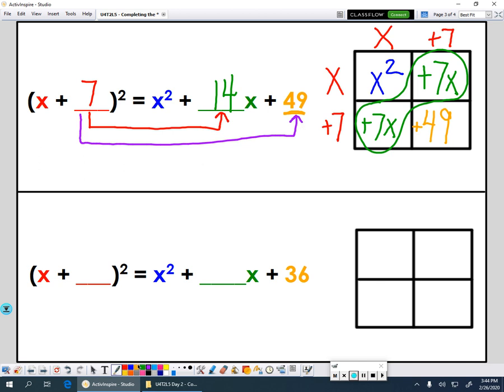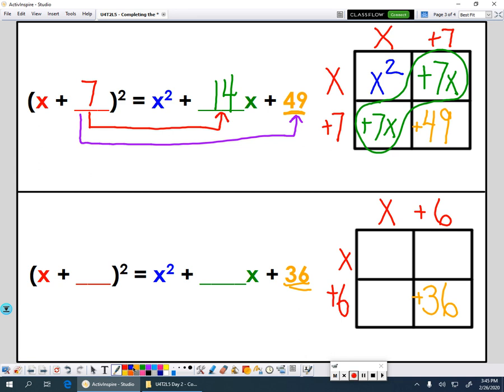Alrighty, looking at this bottom problem, 36. I know that this times this has to be 36. So I think about it, what times what is 36? You might say 9 and 4, but remember, it has to be the same number. So if we want this to be 36, we know that it has to be 6 times 6. So this is going to be a 6, and this will be a 6. So x plus 6 and x plus 6.